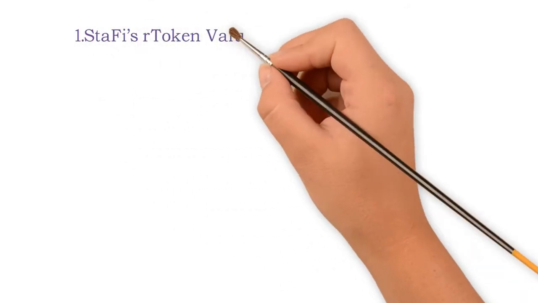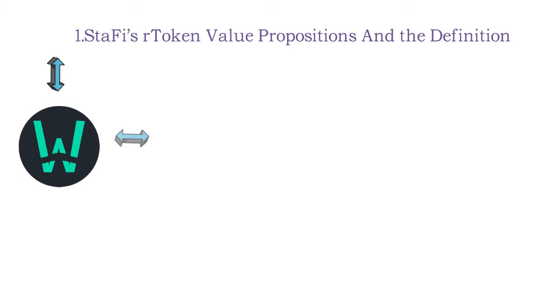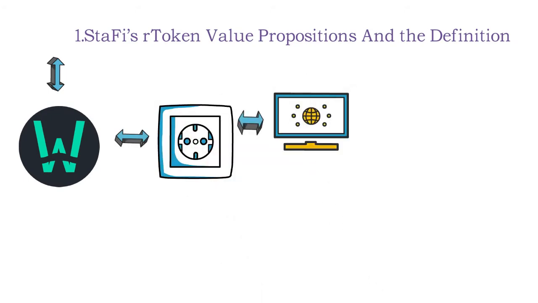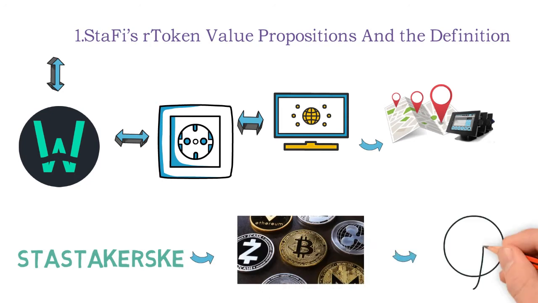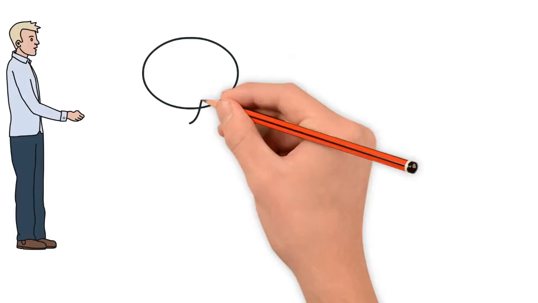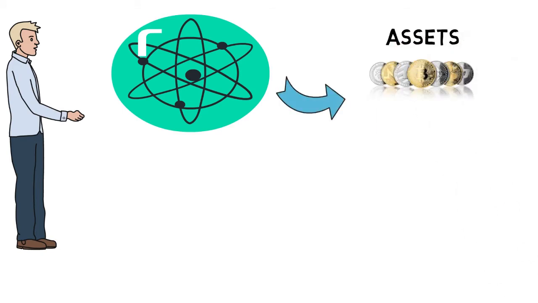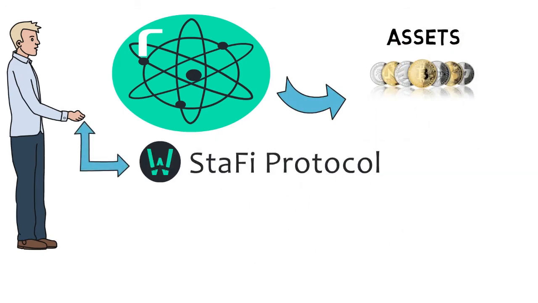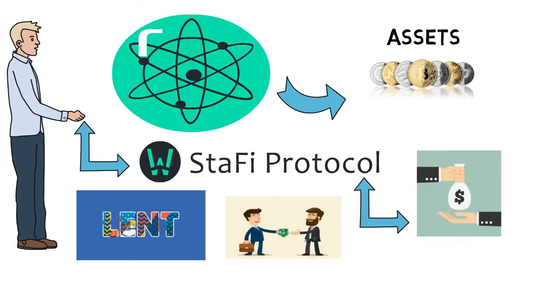1. Stafi's R token value propositions and the definition. Stafi can act as a plug-and-play staking network for all POS chains. Stakers can take POS tokens to mint R tokens. R token is a redeemable token for the staked assets issued by Stafi protocol that can be traded, lent, or borrowed in a variety of venues.